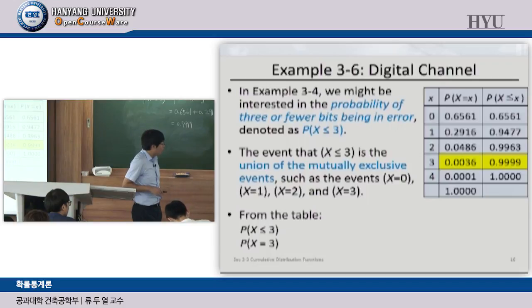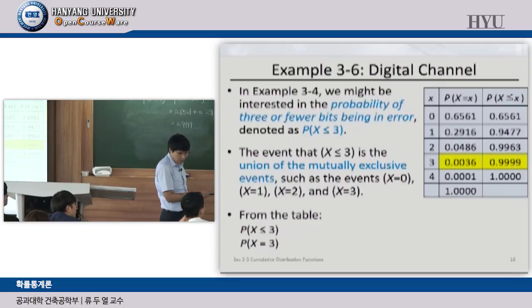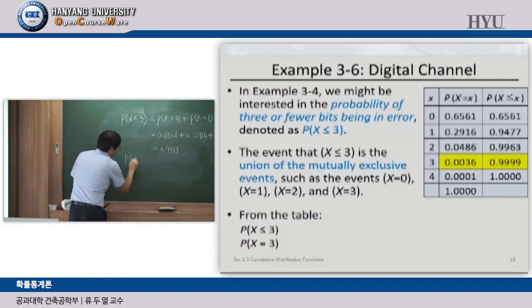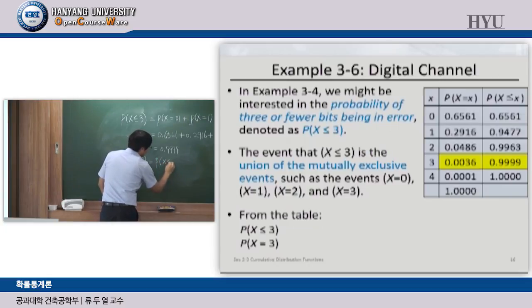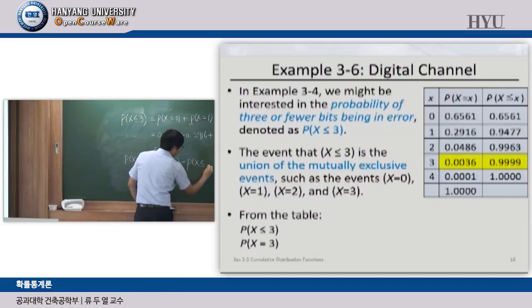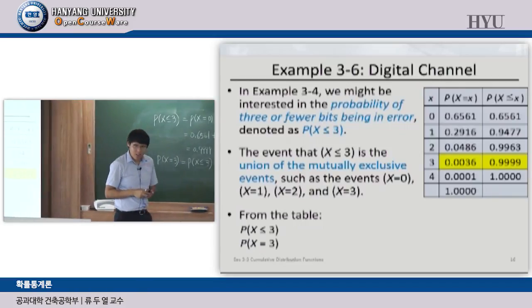And also, what is the probability of x when x is equal to 3? We can easily obtain this value from this table, right? This is the answer. But we can also calculate this by using this equation. The probability of x equal to 3 should be equal to the probability of x smaller than or equal to 3 minus the probability of x smaller than or equal to 2, right?